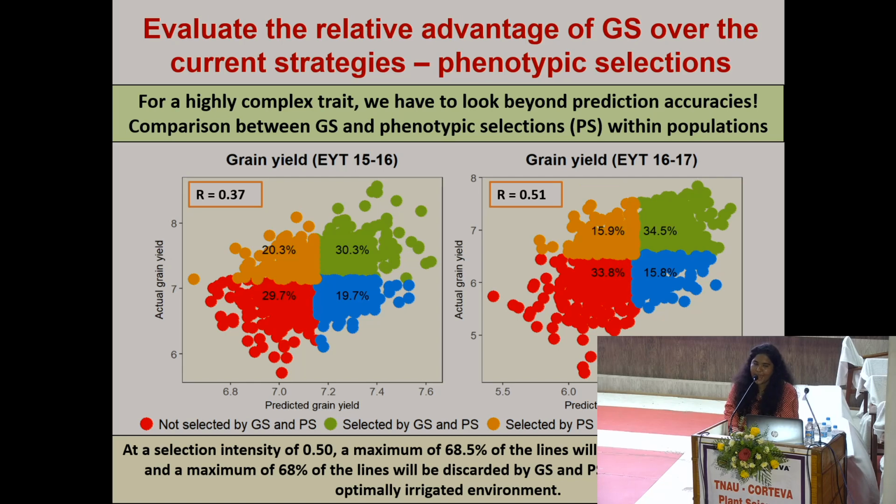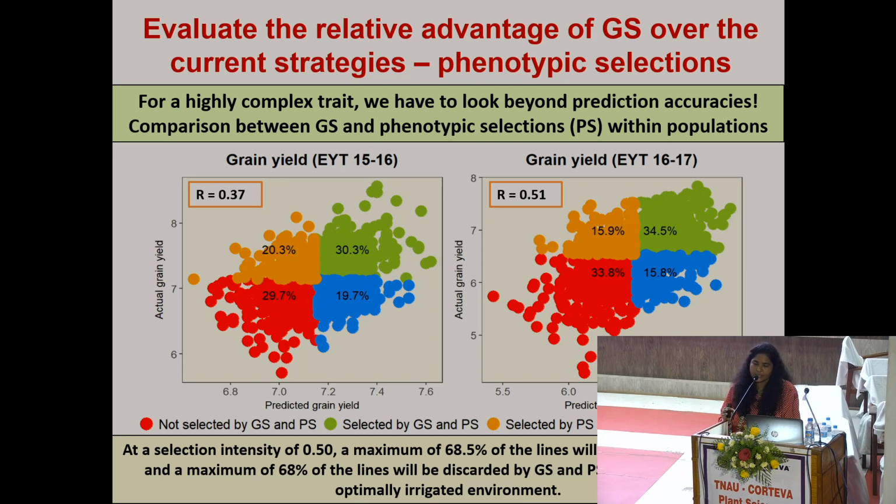So we compared genomic selection versus phenotypic selection. What happens if a breeder selects a few sets of lines, and what happens if we use genomic selection to select the set of lines? As you can see, the red color here shows the lines that are not selected by genomic selection as well as phenotypic selection. The green shows lines that are selected by both these methods. The orange shows lines that are selected only by phenotypic selection, and the blue shows the lines which are selected only by genomic selection.